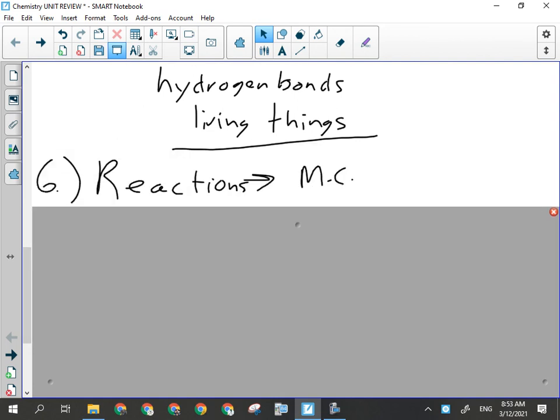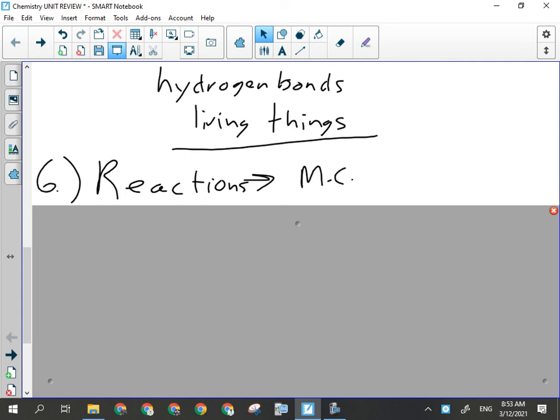Okay, and then reactions. If there's one thing that's worth more marks than anything else on this test, it's reactions. There's reactions in the multiple choice, and there's obviously a lot of reactions in the written response as well. What I mean by reactions is this: be able to identify reaction types. You have to be able to do that to do your prediction stuff, and you guys are good at that, so that's fine.